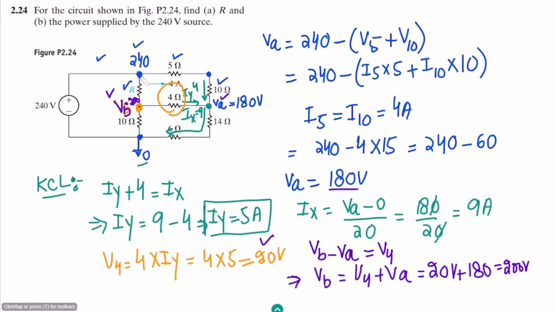What else do we have to find out? The potential difference across this R can be very easily found out. It would be 240 minus VB will be equal to VR. Let me write these values. So 240 minus VB, which is 200, and ultimately the value of VR would be 40 volts. So one thing is known here.